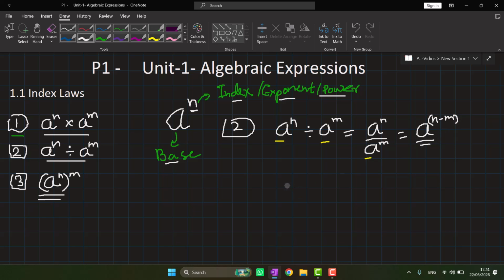Let's take a look at a numerical example. Let's say a raised to the power 5 divided by a to the 2. Can write this as a raised to the power 5 minus 2, which should be a cubed.